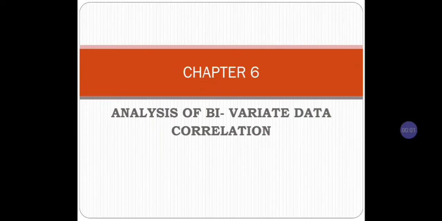Good morning, students. Today we'll be starting a new chapter in your statistics. The previous chapter, number 5, was analysis of univariate data. This is a continuation of that with bivariate data, the analysis of bivariate data. In today's class, we'll be seeing correlations. What is correlation? We'll see all of this in detail for your bivariate data.